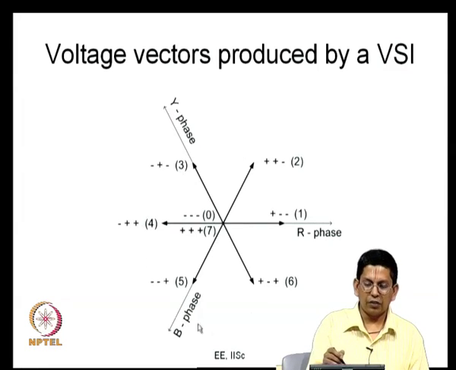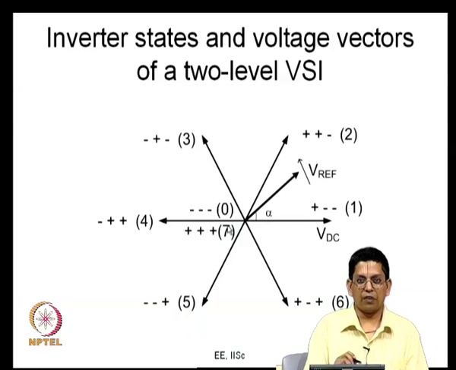So, there are 8 different inverter states, there are 8 sets of output voltages. 6 sets of output voltages produce 6 voltage vectors of magnitude VDC, we call them active vectors, and the other 2 states produce a 0 vector. So, this is what we have, and now you go to the next level.